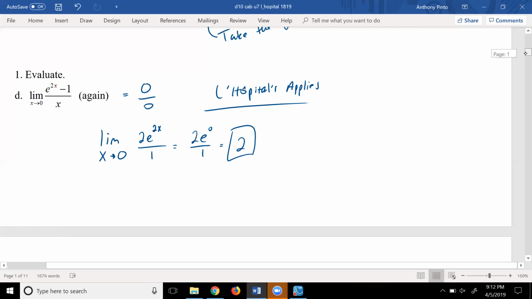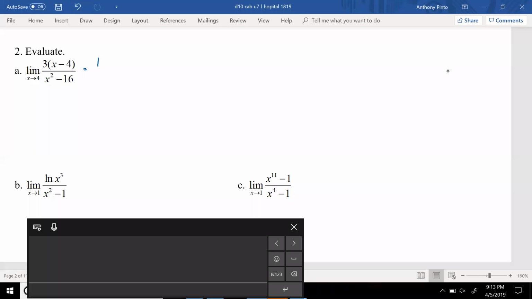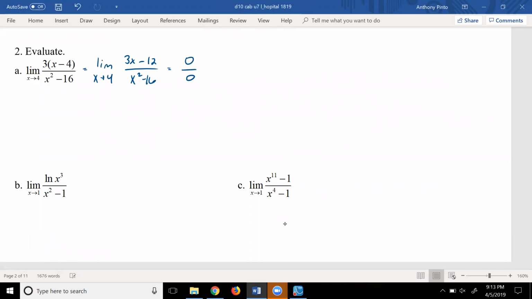As I move to the second page, we're going to do several problems now that are examples of L'Hopital's rule. So for this first problem, the first thing I'm going to do is distribute so that it looks a little bit nicer. So I'm going to say the limit as x approaches 4 of 3x minus 12 over x squared minus 16. And that'll just be easier when we take the derivative when it's in that form. So if we plug in 4, we get 0 on top and 0 on the bottom. So we have the indeterminate form.